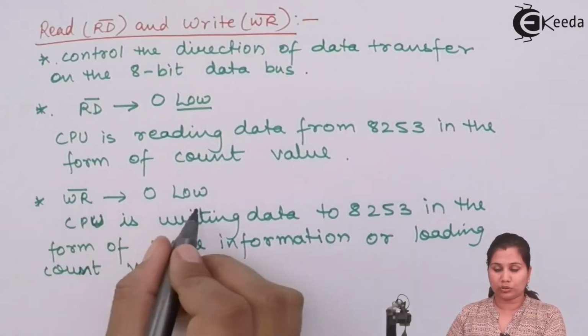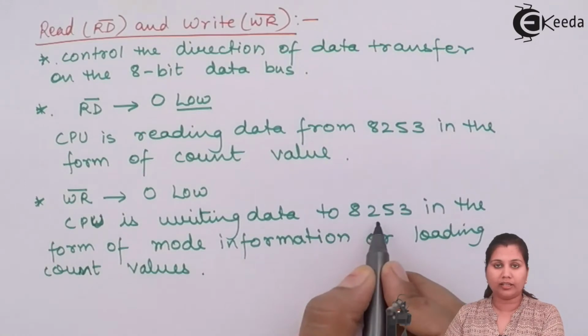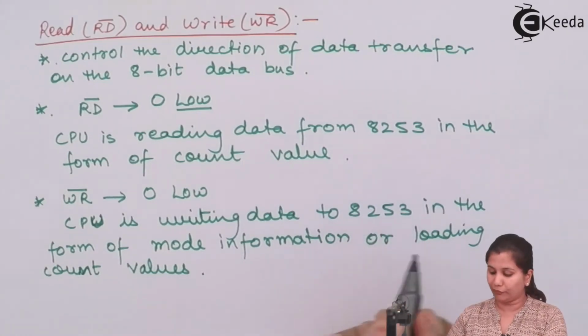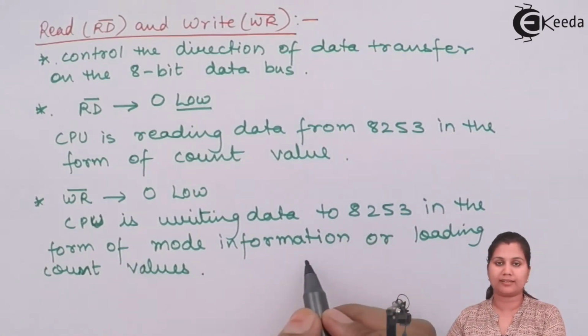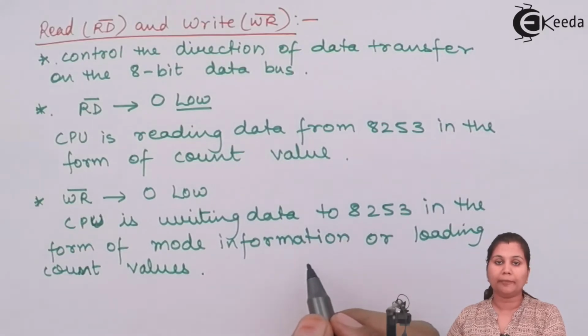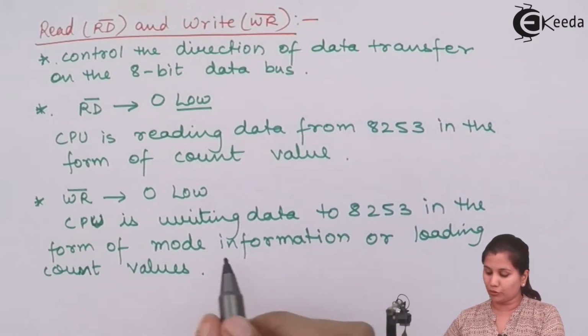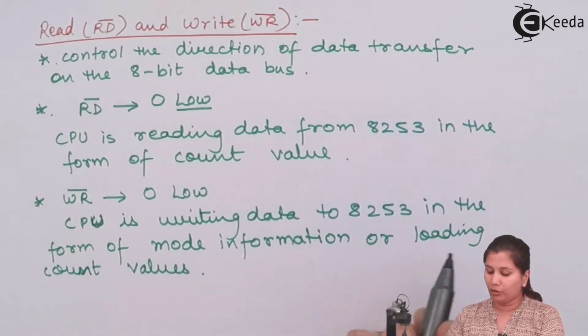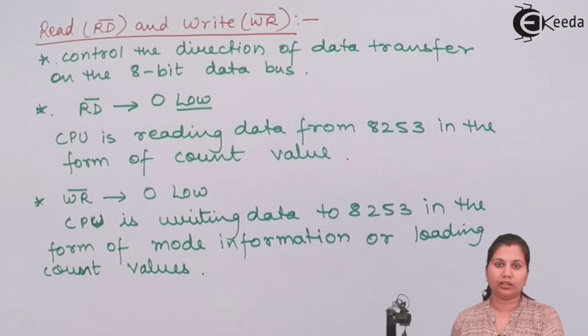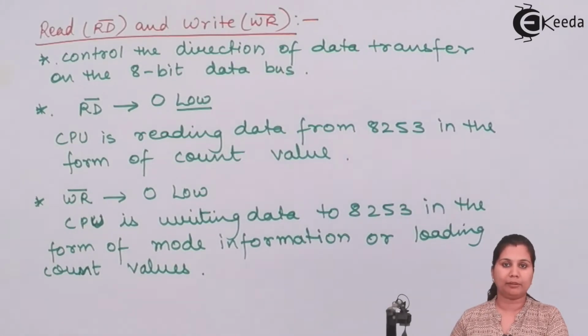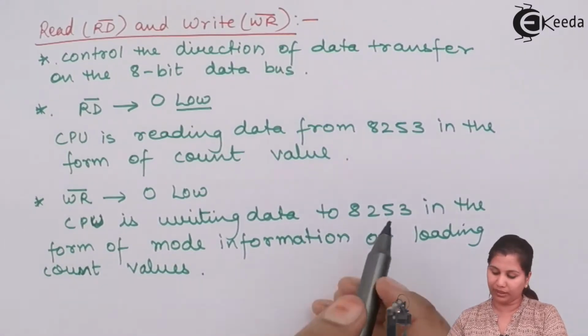So when it is low, the CPU is writing data into the 8253 in the form of mode information, that is, in the form of a control word, because the control word contains the information about which mode will be active. So mode information or count values loaded into the counters will be written by the CPU into the 8253 when this write signal is enabled.